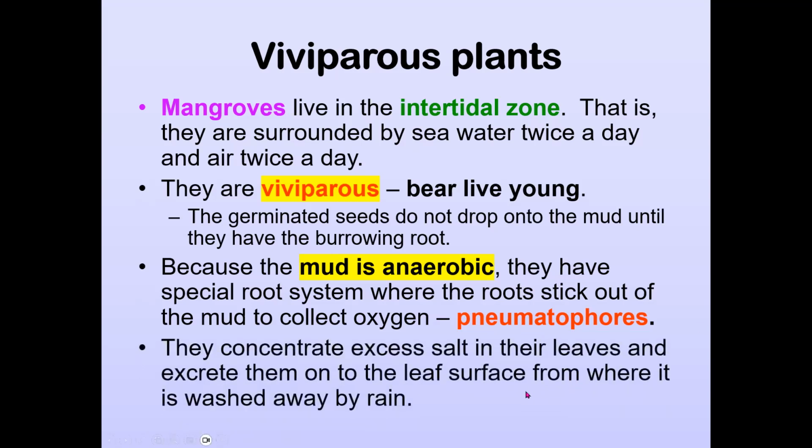So the leaves of the mangroves have special cells in their leaves which extract the salt from their xylem, from the water that comes up the xylem, and then which get washed away by rain. And every year I took my year 11s in a camp and took them to a mangrove area.